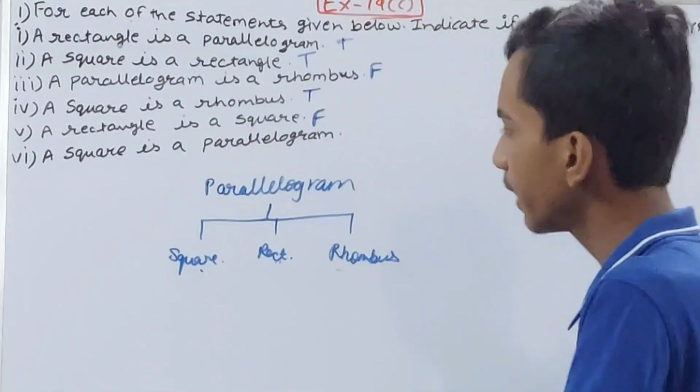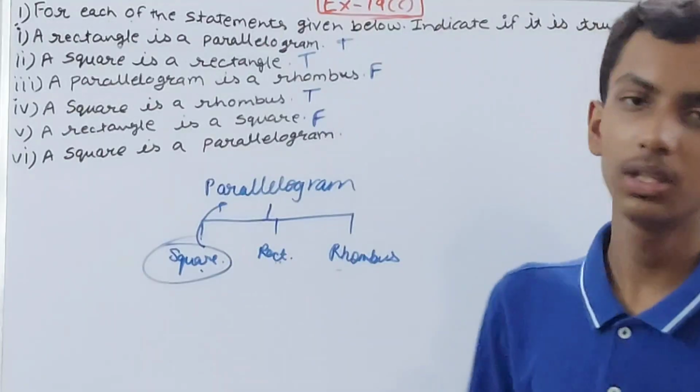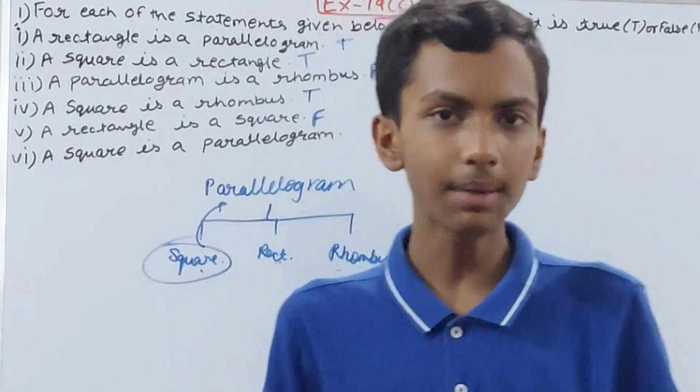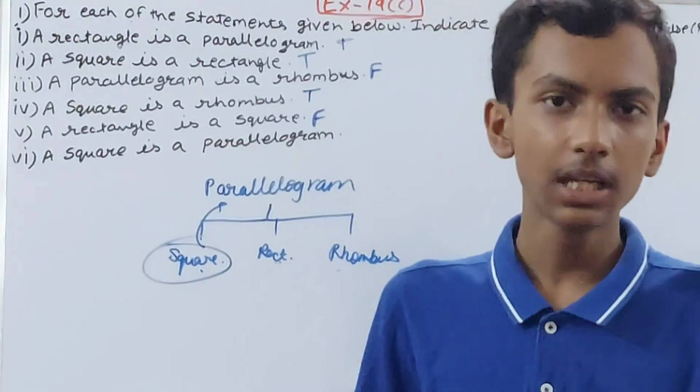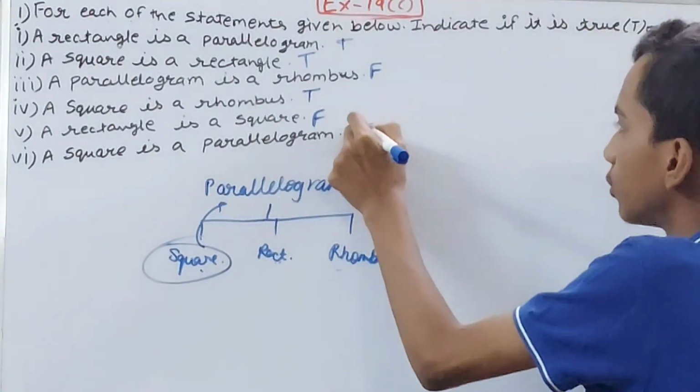A square is a parallelogram. Yes, every time you draw a square, you will obtain a parallelogram, because a square is a type of parallelogram. So it shares the same properties as the parallelogram has. So this statement will also be true.